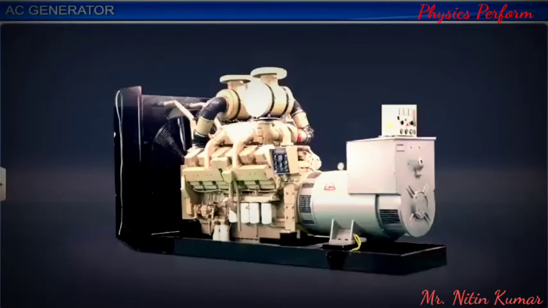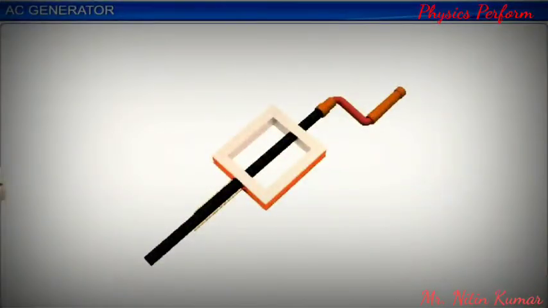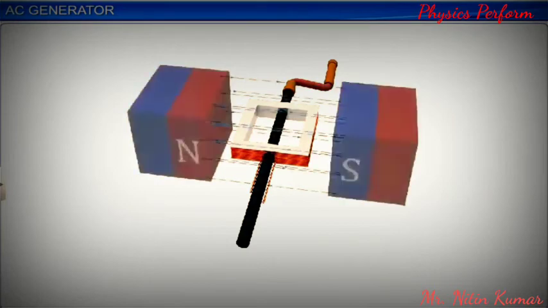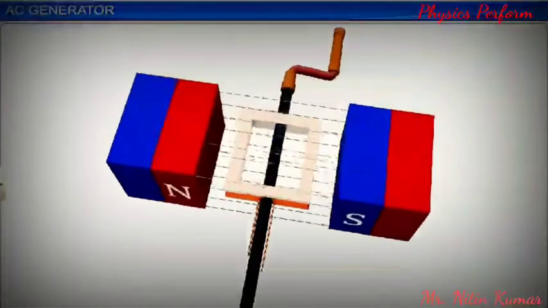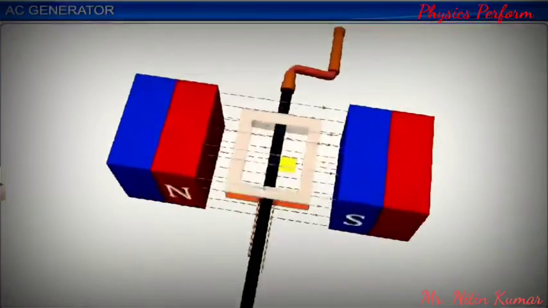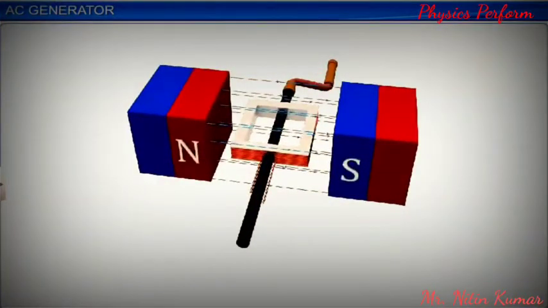An AC generator converts mechanical energy into electrical energy. In its simplest form, an AC generator consists of a rectangular coil mounted on a rotor shaft. The coil is also referred to as the armature. The coil is placed in a uniform magnetic field. The axis of the coil is normal to the direction of the magnetic field. The coil, or the armature, is mechanically rotated in the uniform magnetic field by some external means.